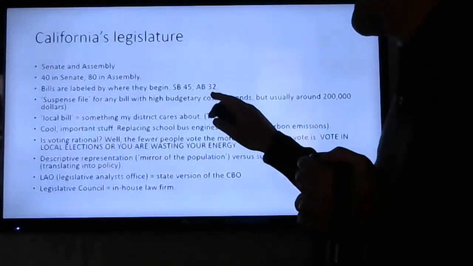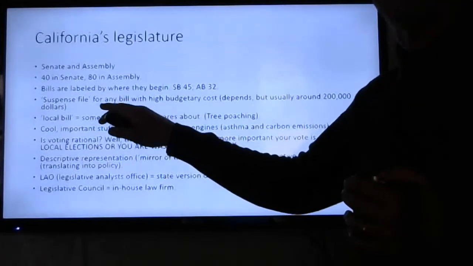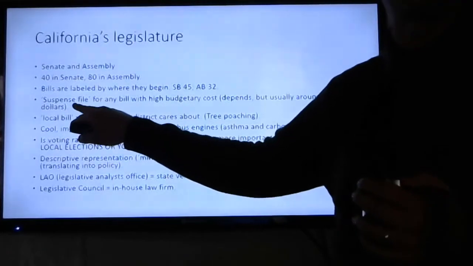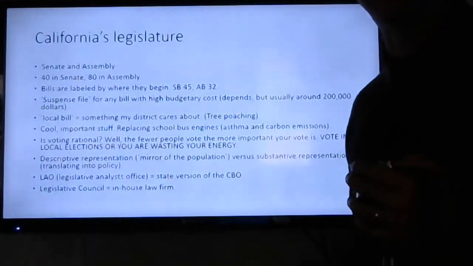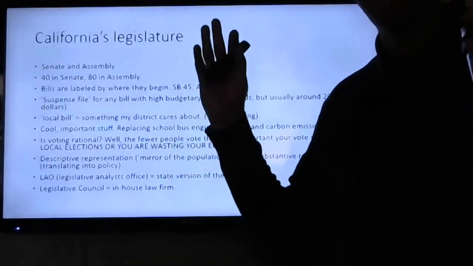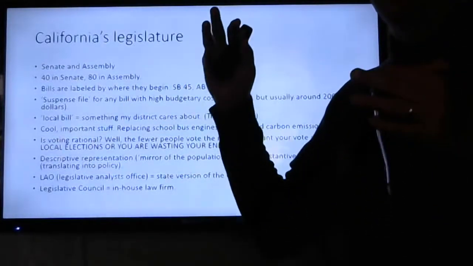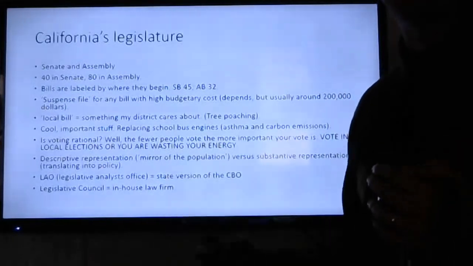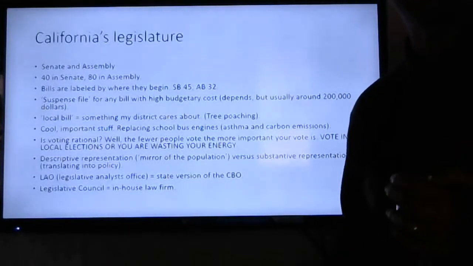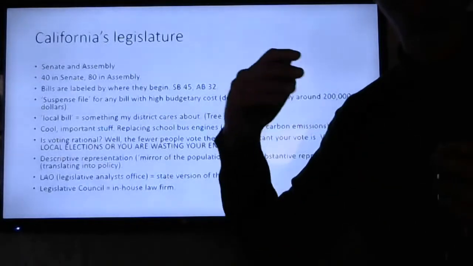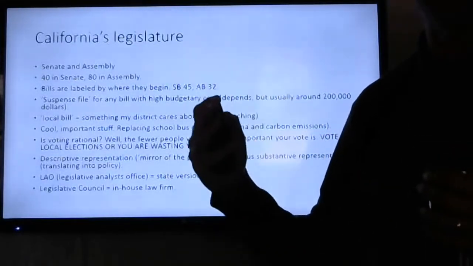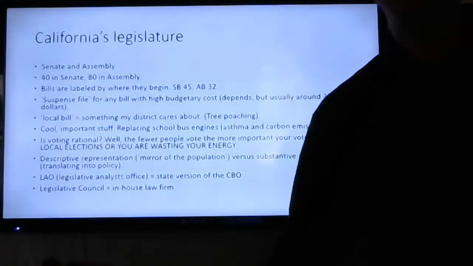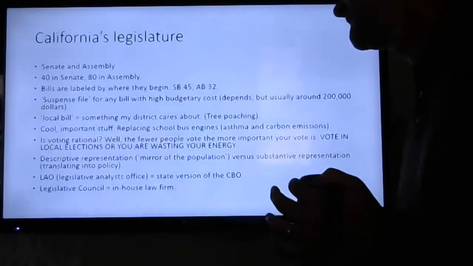Any bill that's going to have a high budgetary cost, and this is up to the people who are running the Senate themselves, gets put into what's called the suspense file. And it only comes out of there at the very end of the year when we pass a whole bunch of bills, and then we go back and look at them and say, well, we only have X amount of money. Which of these are we really willing to spend money on? So we put a bunch of things in to be done, and then at the end we only pull some of them out, okay?